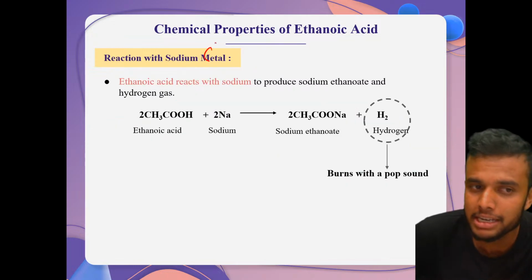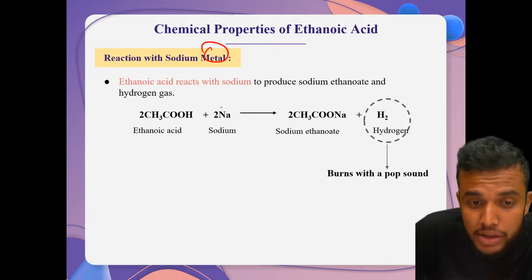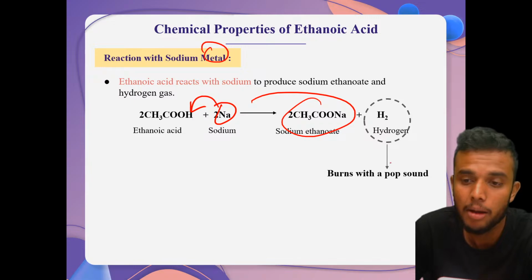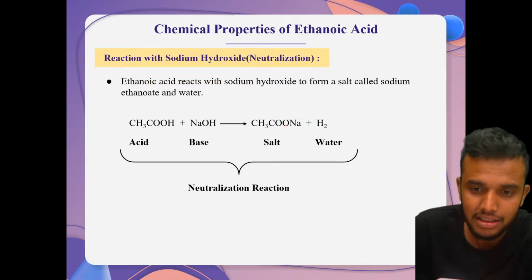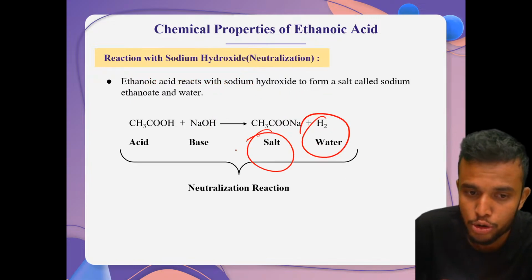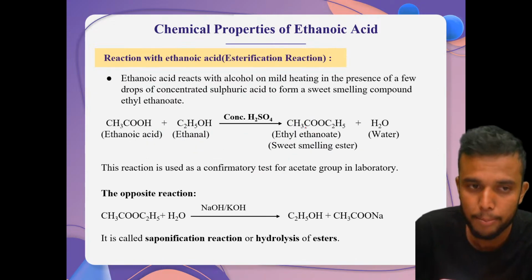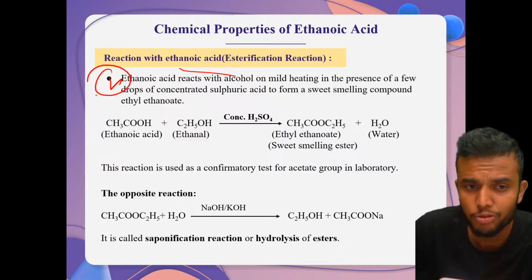Reaction of sodium metal with ethanoic acid. Whenever we react sodium metal with ethanoic acid, it releases sodium ethanoate with hydrogen gas. It is also neutralized when it reacts with a base, and the same thing happens. Then esterification is common for both reactions.